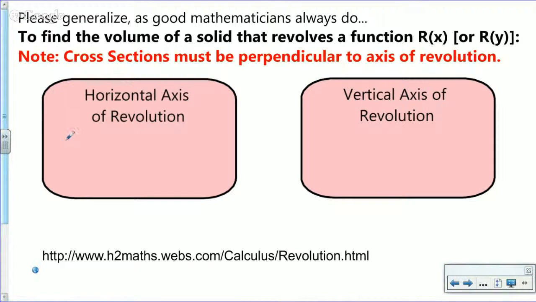For a horizontal axis of revolution, my formula is going to be pi times the integral from x equals a to x equals b. If you want to write the x equals in your notes too, that's totally fine. Then I'm going to take my function, I'm calling it r of x, and I want to square my function, right? Radius squared, dx.